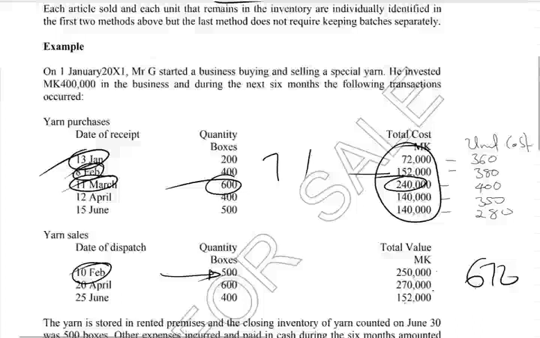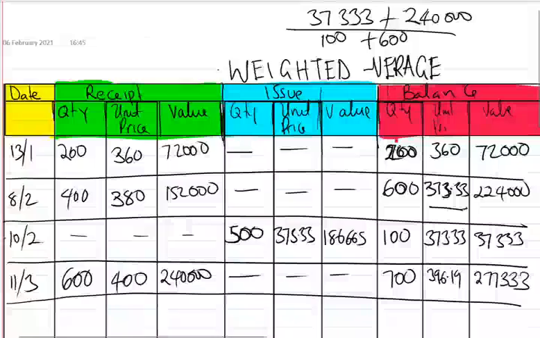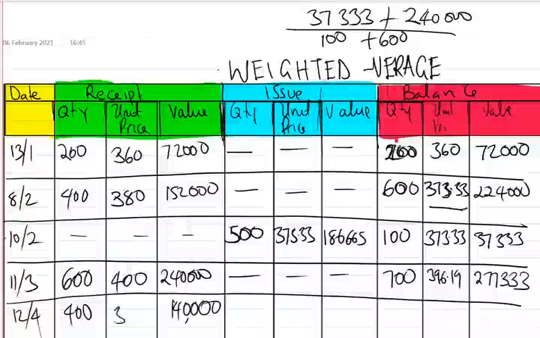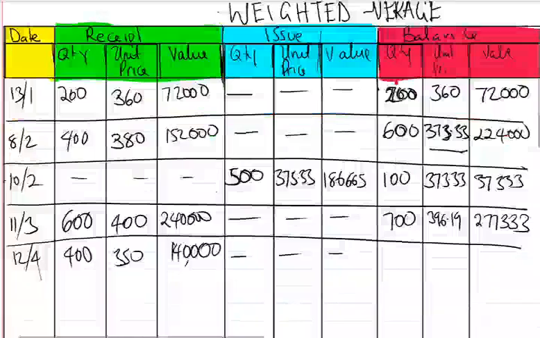The next transaction is on 12 April. So 12 April, there's another consignment of 400 at 140,000. Right, the unit price would be 140,000 over 400, which is 350. There's no issue on the same date. That means we have to calculate a new weighted average.